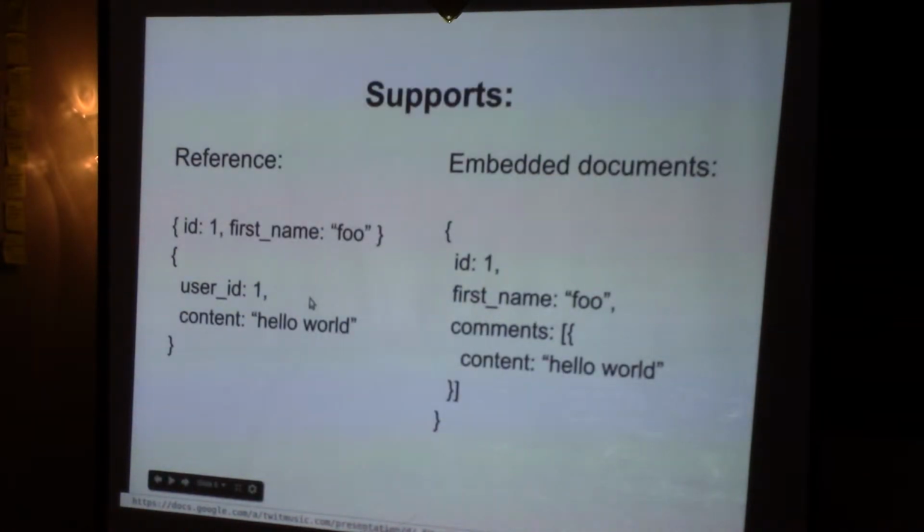Okay, so MongoDB supports two kinds of documents. One is reference, so references. This is basically like your typical joins, so you could have a user referencing many comments or many articles. And then you have the embedded documents, which is instead of joining, you have it all in one document, embedded together.